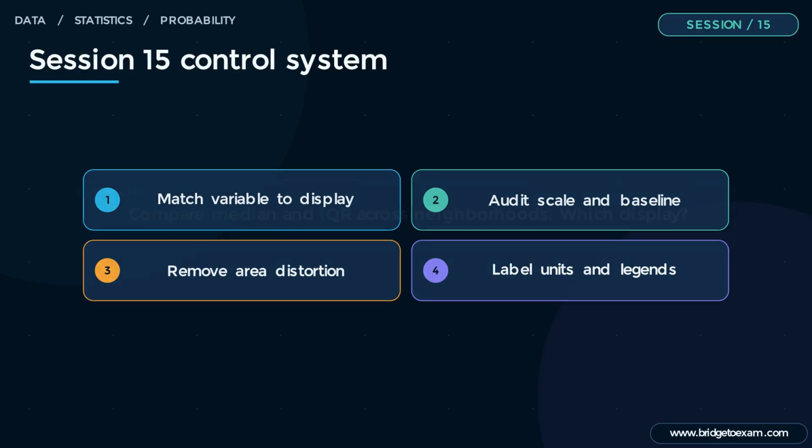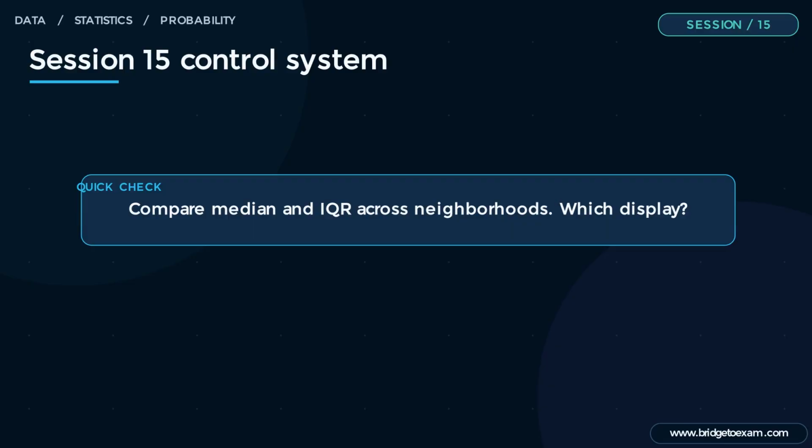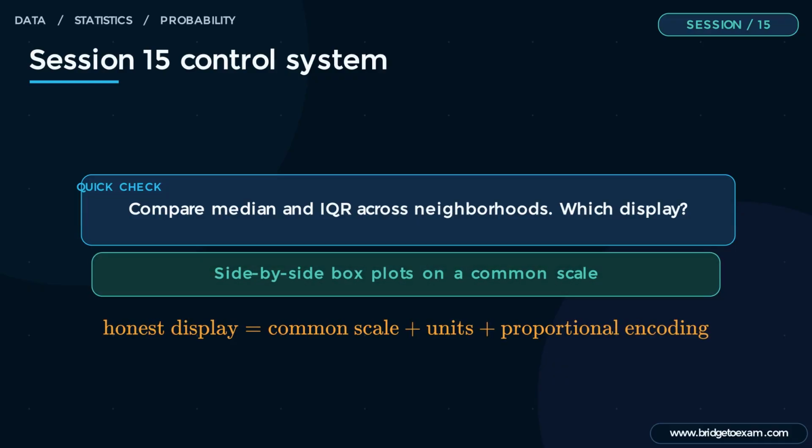Quick check. Which display efficiently compares medians and interquartile ranges across 8 neighborhoods? Use side-by-side box plots on one common rent scale.